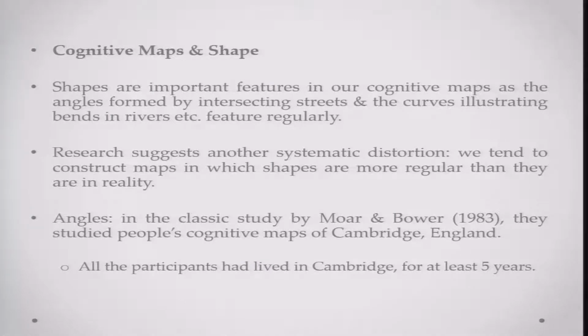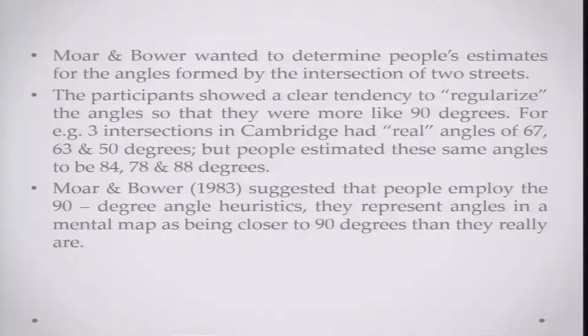So, all the participants had lived in Cambridge for at least 5 years, and they wanted to determine people's estimates for the angles found by the intersection of particular two streets. They found out that the participants were showing a clear tendency to regularize the angles so that they are more similar to the 90-degree angle.